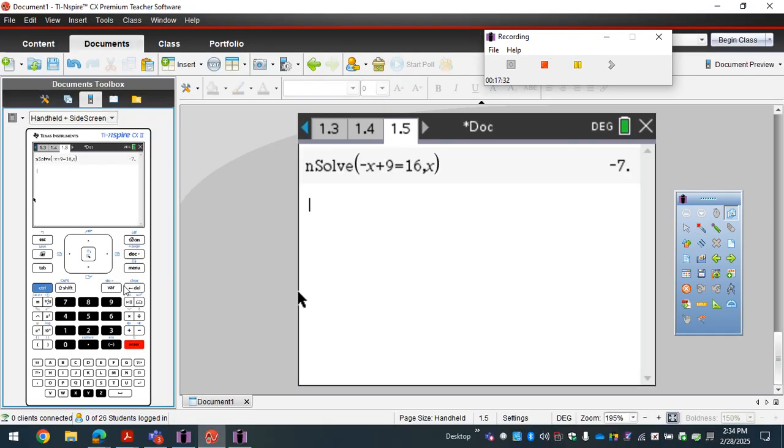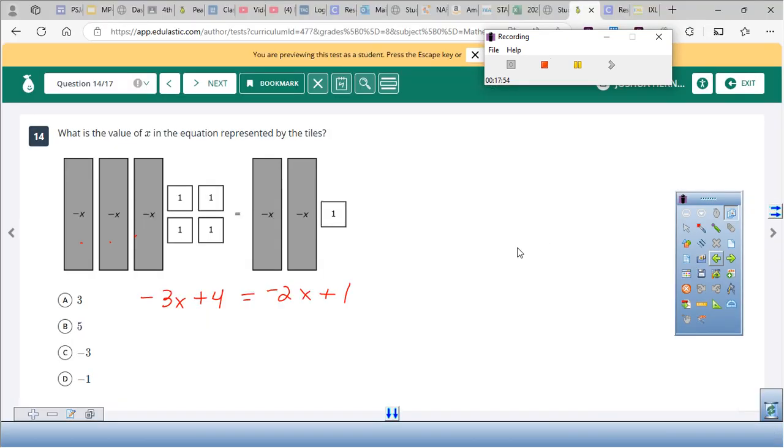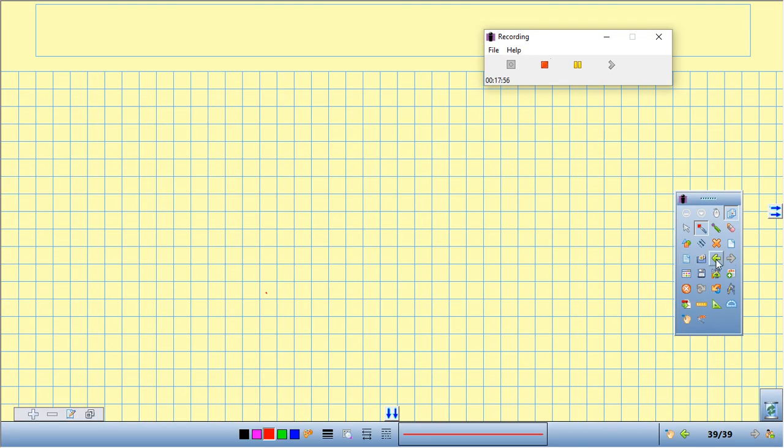So we come out here. Menu 3, 1. Negative 3x plus 4 equals negative 2x plus 1. Oh, I think this is a negative right here. Let me go check it out real quick. Yes, that is a negative.